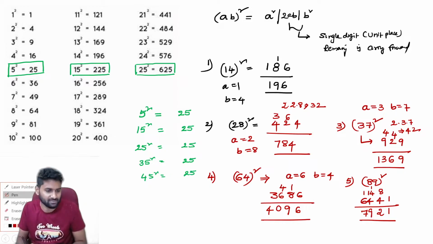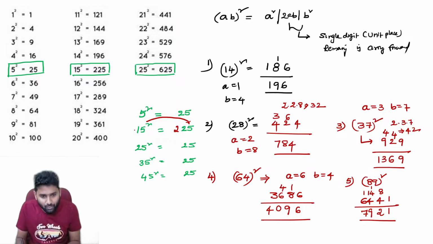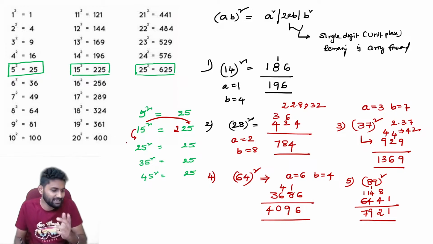What about the previous? Guys, if you observe, 15 square is 225. How will you get 225? 5 square is equal to 25. If the units place is 5, the square of that number has last two digits 25. Now, whatever the tens place number is here, 1, multiply it with the next number. The next number of 1 is 2. So just multiply it. 1 into 2 is 2, so 225.